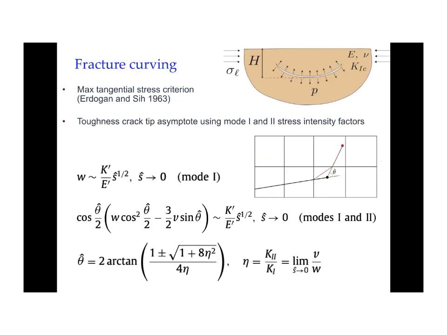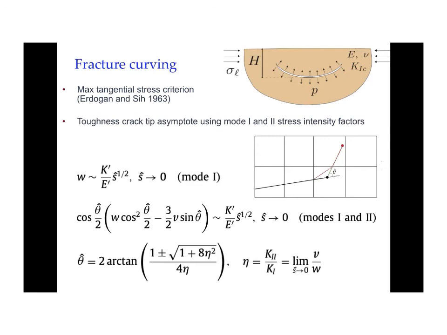Now in the second equation, in modes 1 and 2, you have the crack width in combination with V, which is a tangential displacement jump. So their combination is now proportional to the stress intensity factor times the square root. And you can use this in your implicit level set algorithm as a tip asymptote.